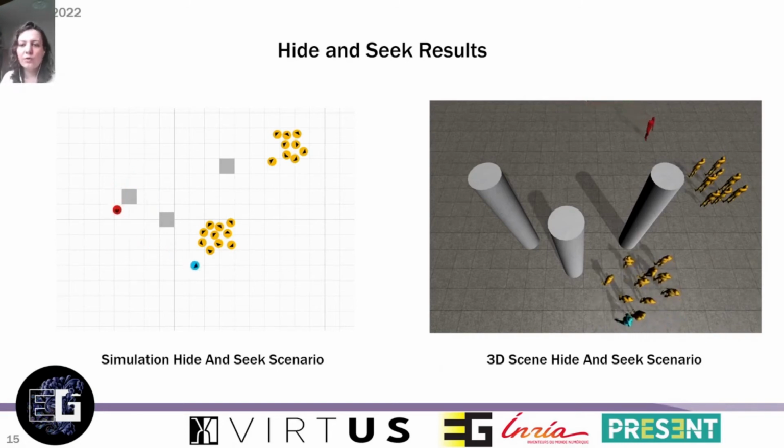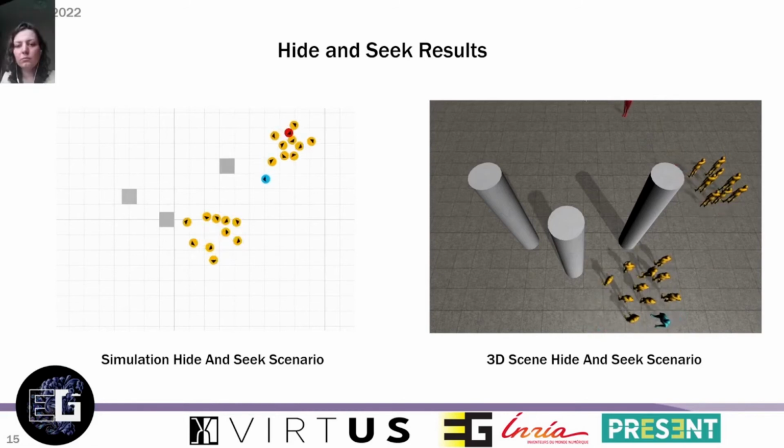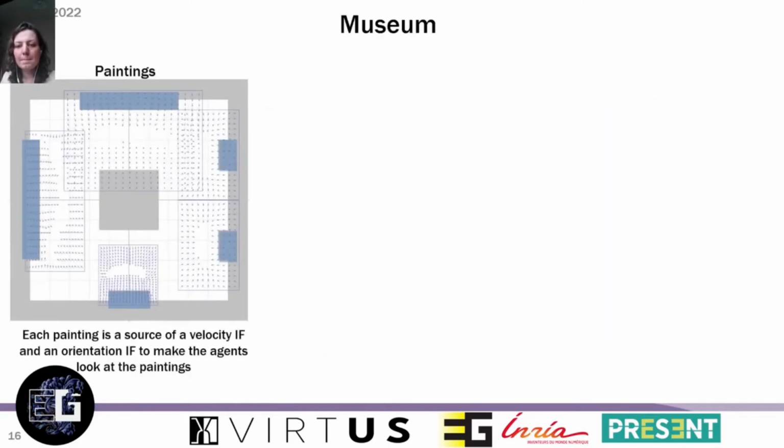The same scenario is also visible in 3D, using motion matching. Finally, the museum example. This scenario takes place in a museum. We aim at simulating agents visiting a room of this museum. So you see here, you have the walls in gray and the paintings in blue. So for this, each painting is source of an orientation field and a velocity field to make the agent stop in front of the painting and look at it.